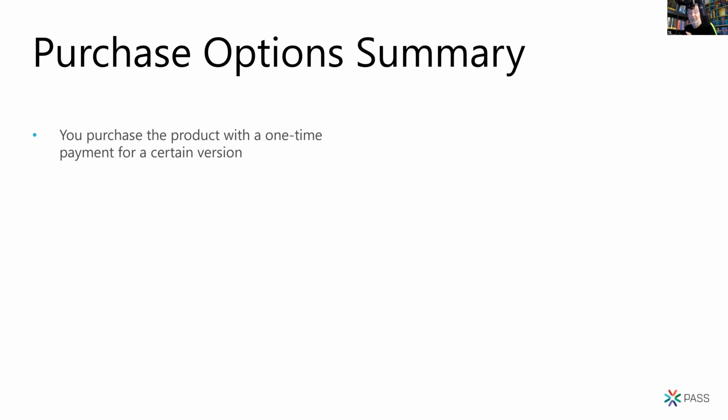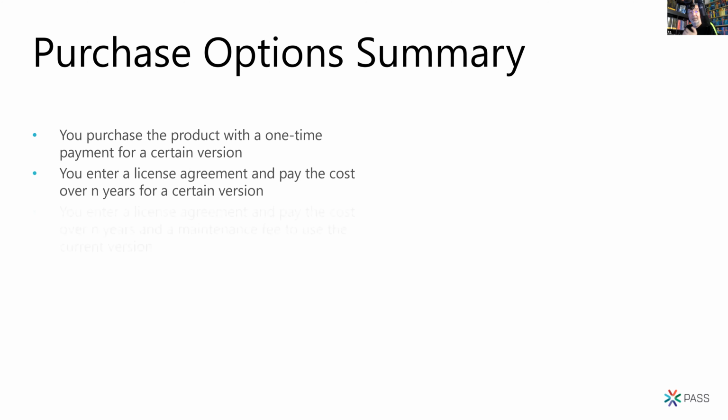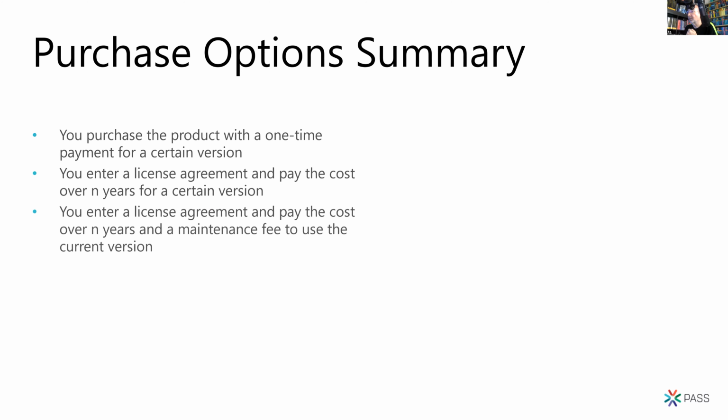You can purchase one time with a certain version. You enter an agreement and pay the cost over N years. Or you enter a license agreement where you pay as you go, on a monthly basis, hourly basis, even minute and second. And with the second one, you can also have the option of software assurance, so you stay current.